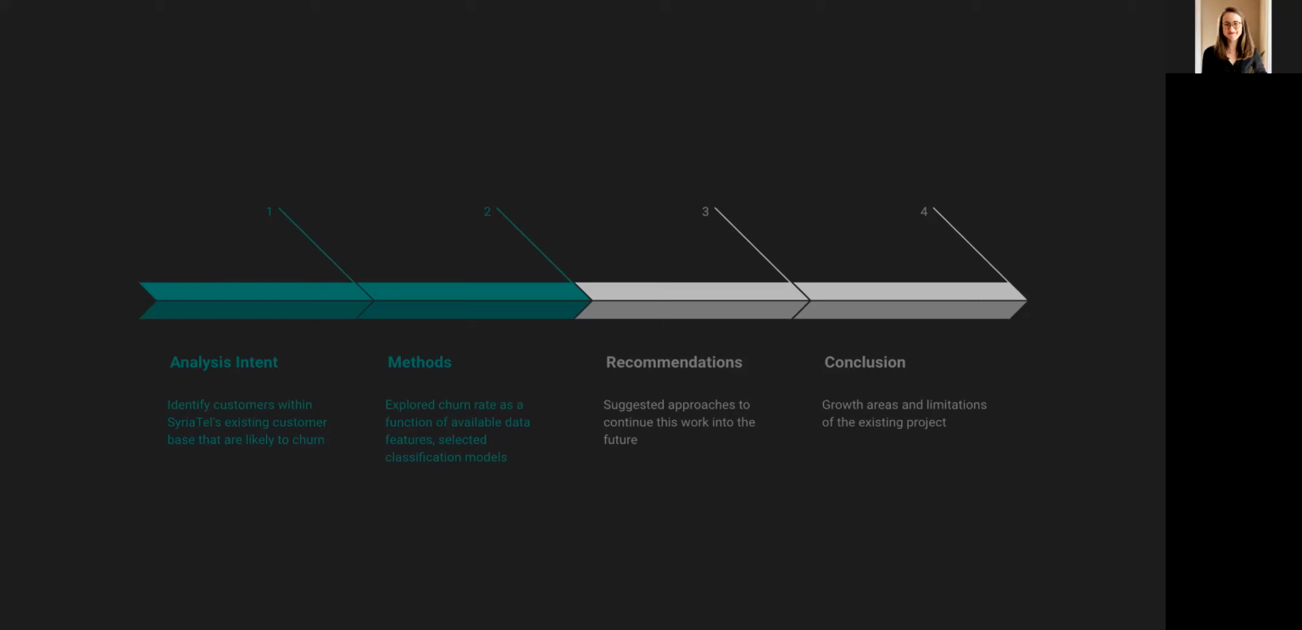I used classification methods for this analysis. I took a look at about 10 different types of classification models, and from there I chose to move forward with the development of an XGBoost model as it provided the best overall performance. And then we'll move into some suggestions about how SyriaTel might move forward from there.